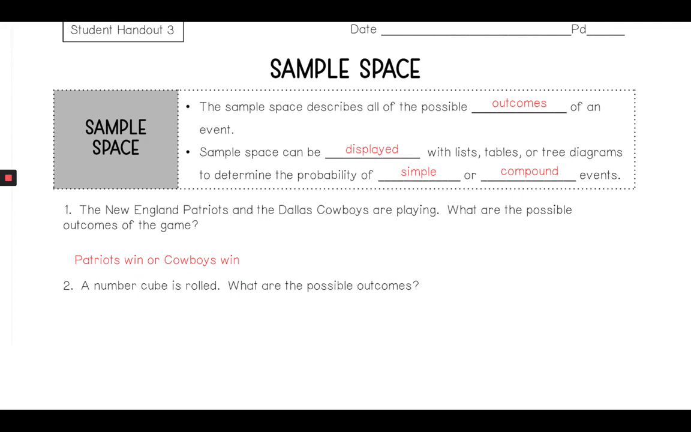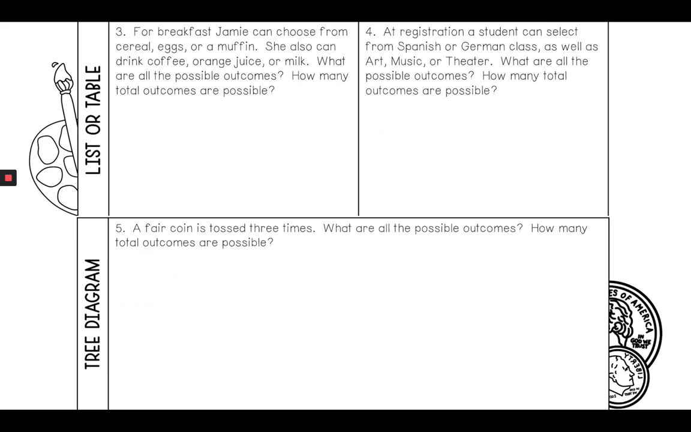And then number two, rolling a number cube. If a number cube is rolled, what are the possible outcomes? Well, if it's a regular number cube, it would be 1, 2, 3, 4, 5, and 6. Those are the things that could happen. I cannot roll that regular number cube and have it roll a 24, because on a regular number cube, there is no 24. It's only 1, 2, 3, 4, 5, 6.